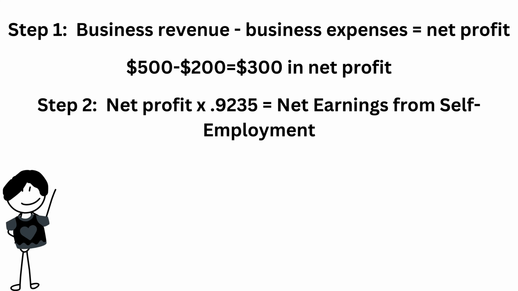Step 2. Net profit times 0.9235 equals NESE. This step reduces the earnings that Social Security counts because when you're self-employed, you pay more in taxes than people who are wage-employed. Don't worry, Noel, I've got a calculator. Your net profit is $300, so we'll multiply 300 by 0.9235 to get $277.05. Noel has $277.05 of NESE. This is considered Noel's earnings from work.